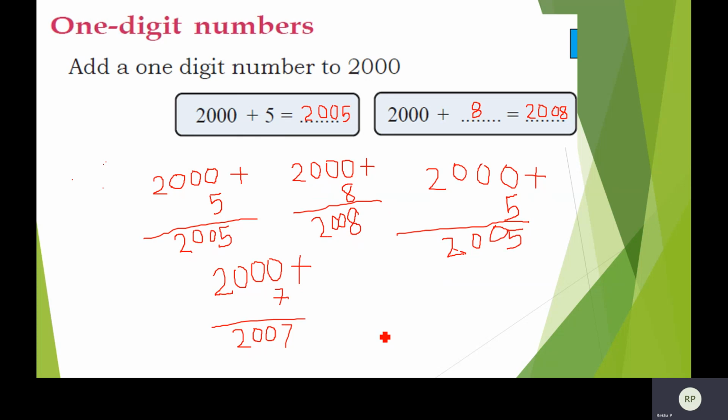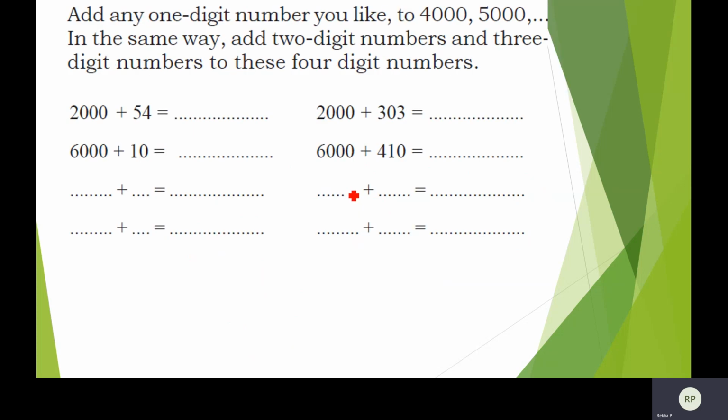Hope you understood. The basic thing you have to understand is that when you add numbers, make sure that you are adding the numbers in the proper places. Ones place, you have to write in the ones place. Now add any one digit number you like to 4000 and 5000. I want you to do that as the homework problem, the same way we have done with our 2000 in our previous slide.